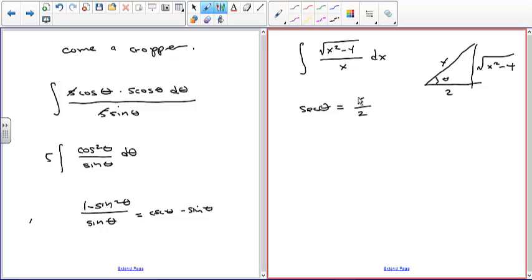So most likely the integral will involve secants and tangents. I don't know how easy it is to solve. I don't remember this problem, so.